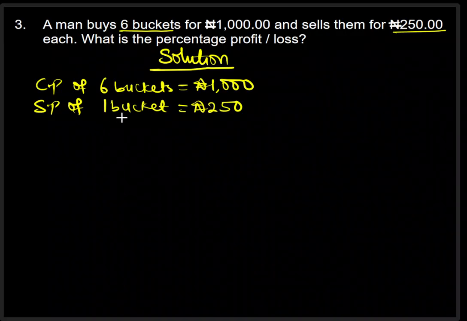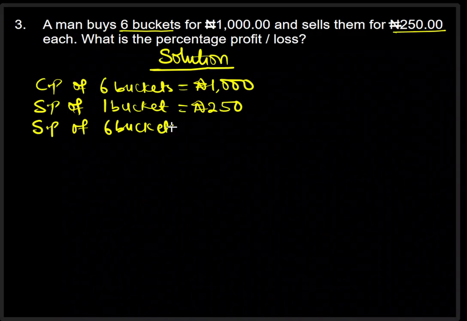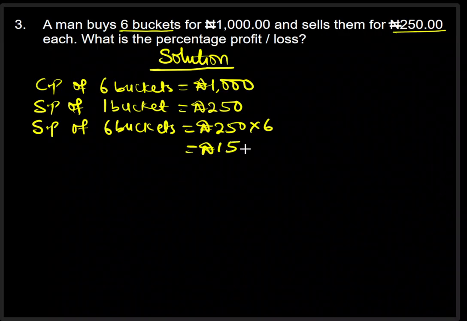So that means if we are selling 1 bucket at 250 naira, we can also look at selling 6 buckets. The selling price of 6 buckets at 250 naira each will be 250 naira times 6, and of course, that will give us 1,500 naira. So we can now compare using the cost price of 6 buckets and the selling price of 6 buckets. So let's make our comparison. The cost price is 1,000 and the selling price is 1,500 naira.